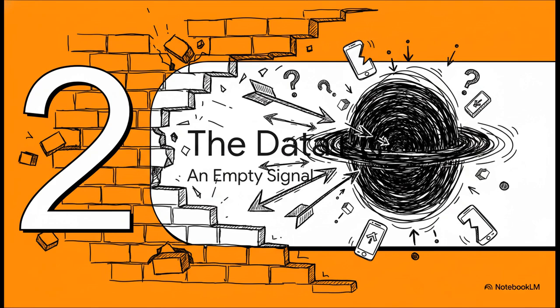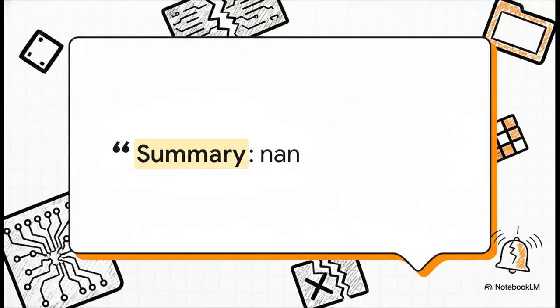But the problem goes even deeper. It wasn't just that people were blocked. Even when the signal did manage to get through, it was completely useless. This is the data void. This single line, pulled directly from the official alert data, tells you absolutely everything you need to know. Summary: NaN. In programming, NaN means not a number. It's basically a placeholder for an undefined, empty value. It is the technical jargon for nothing.